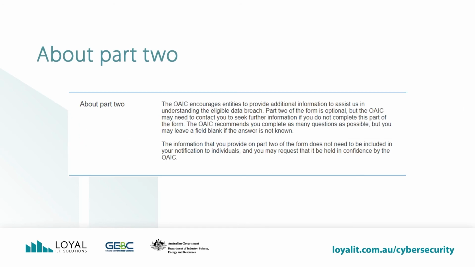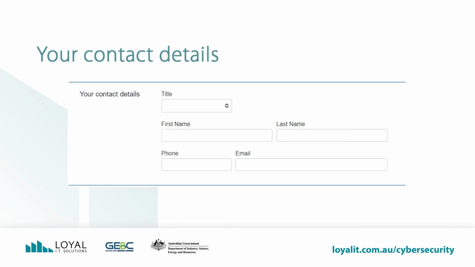You'll see a brief description about Part 2. Note it states Part 2 of the form is optional. It would be best to fill in this part of the form, but you don't need to. Scroll down to the next section. Enter your contact details. This is self-explanatory. Scroll to the next section.